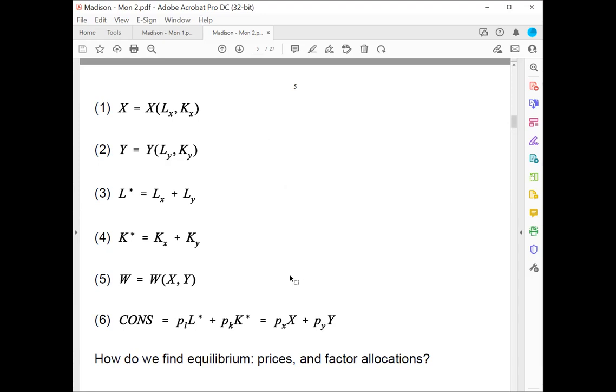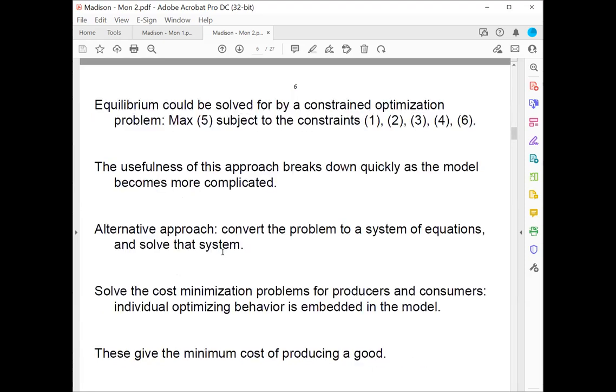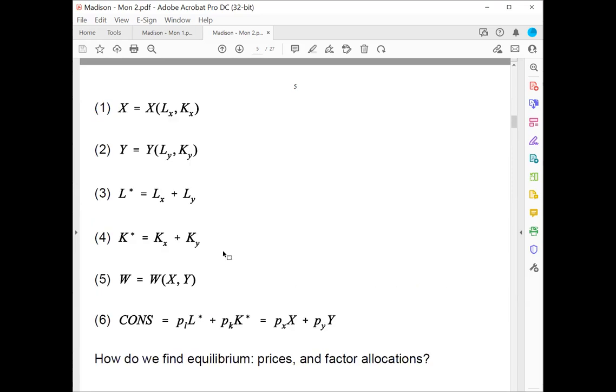So this is just a set of technical relations. This is not an economic model at this point. Any allocation of labor and capital between the two sectors can give us an X, Y, and W, but that's not an economic equilibrium in general. So what's missing in this model, this set of equations rather, is optimization by the individual agents in the model. There is a question in the chat.